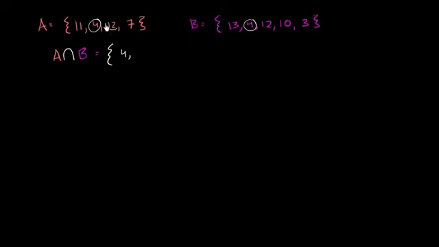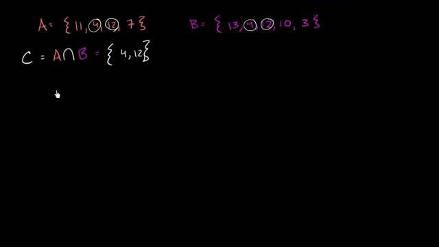The number 12, it's in A and B. So I'll put a 12 here. Number 7's only in A. And then the numbers 13, 10, and 3 are only in B. So we're done. 4 and 12, the set of 4 and 12 is the intersection of sets A and B. And if we want to, we could even label this as a new set. We could say set C is the intersection of A and B, and it's this set right over here.